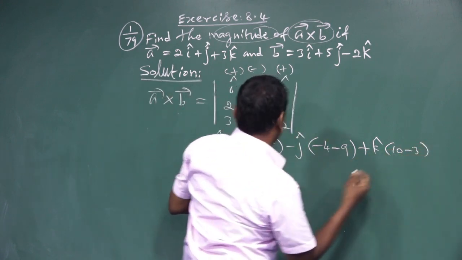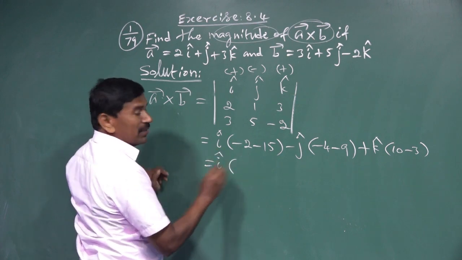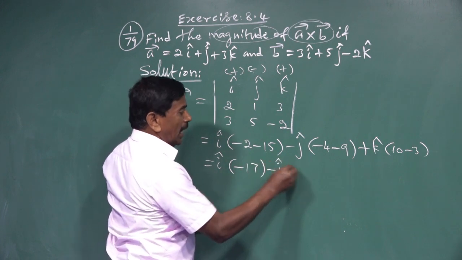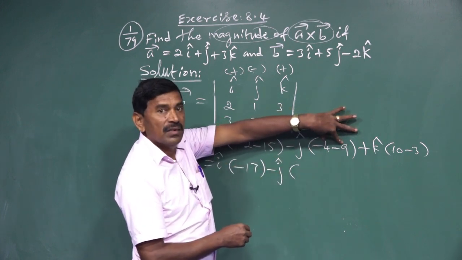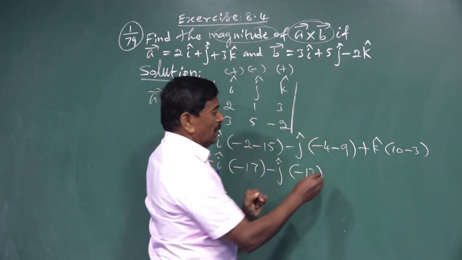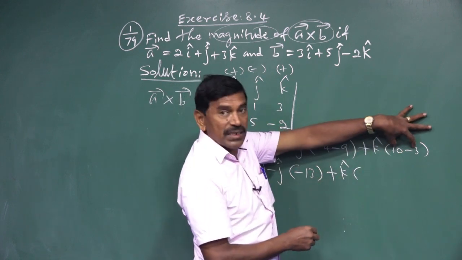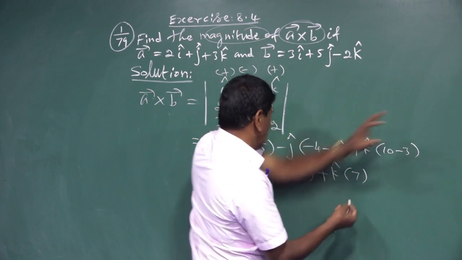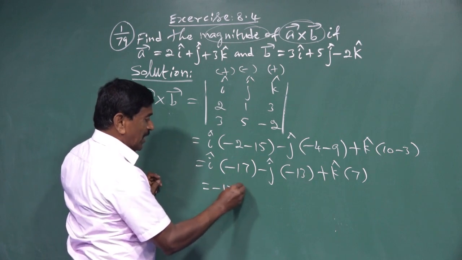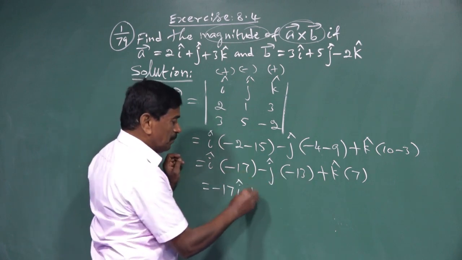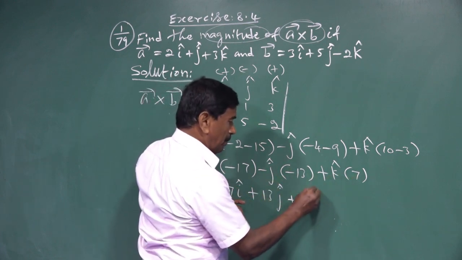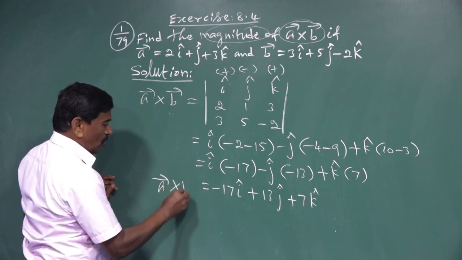Complete the bracket, which is equal to i cap into, what is the bracket? Minus 17. Minus j cap into the bracket answer, minus 13. Plus k cap into the bracket answer, 10 minus 3 is equal to 7. Now simplify: minus 17 i cap, minus into minus is plus, so 13 j cap, plus 7 k cap. The left hand side is A vector cross B vector.